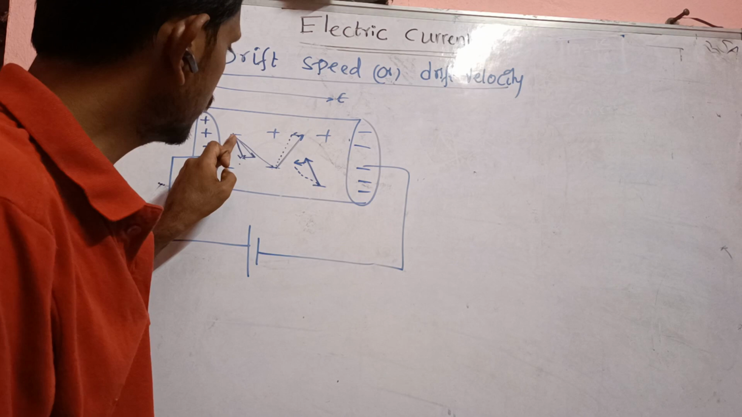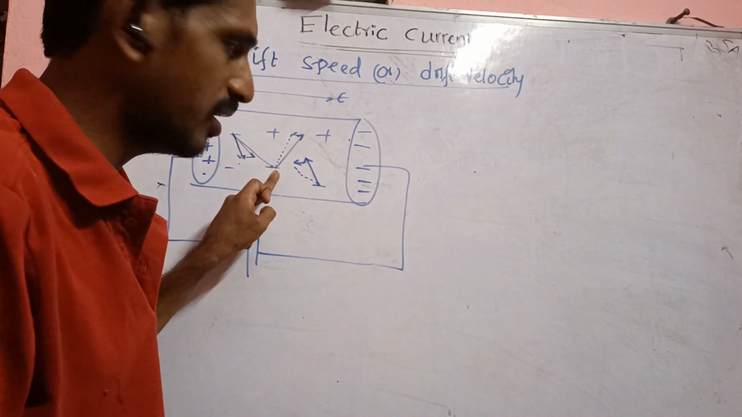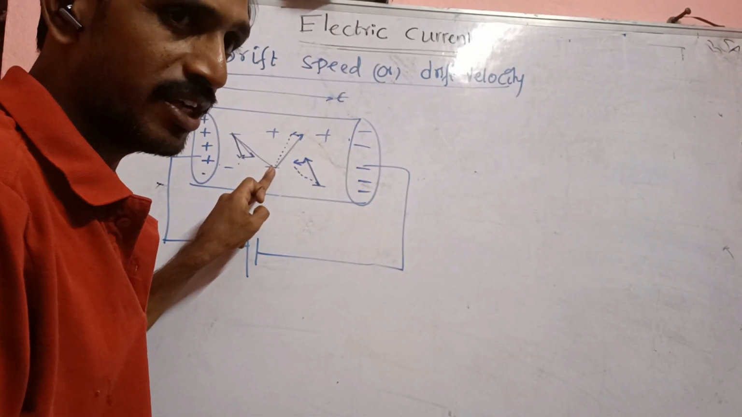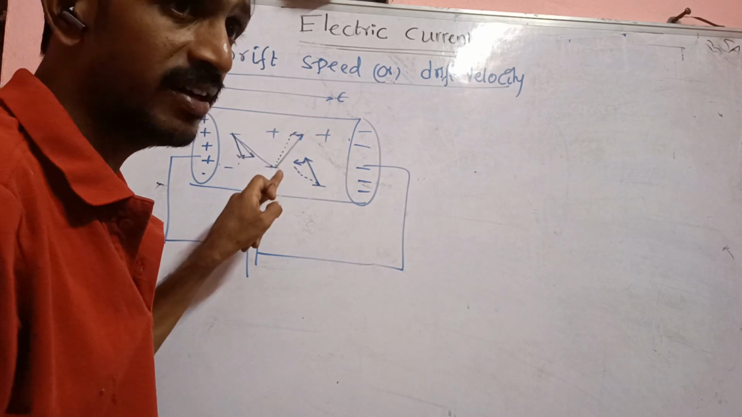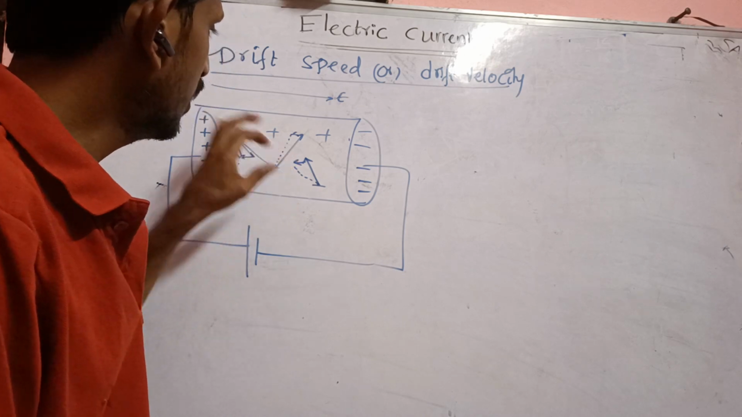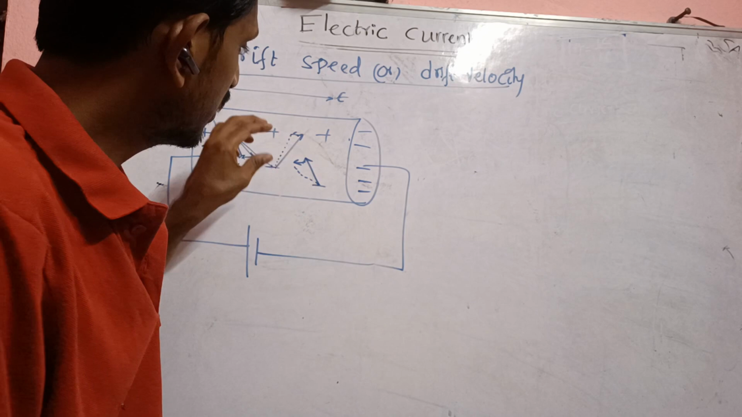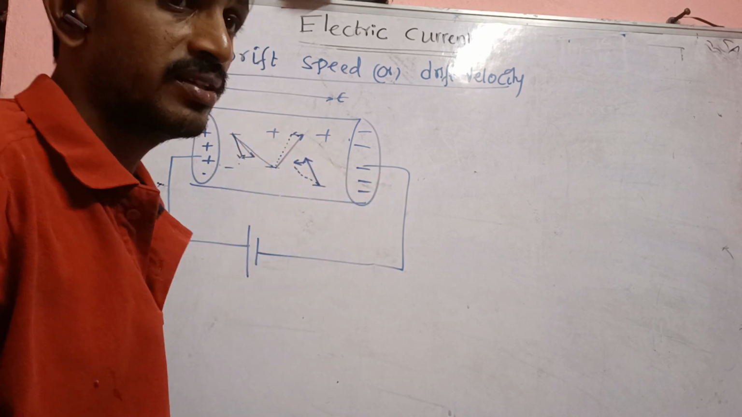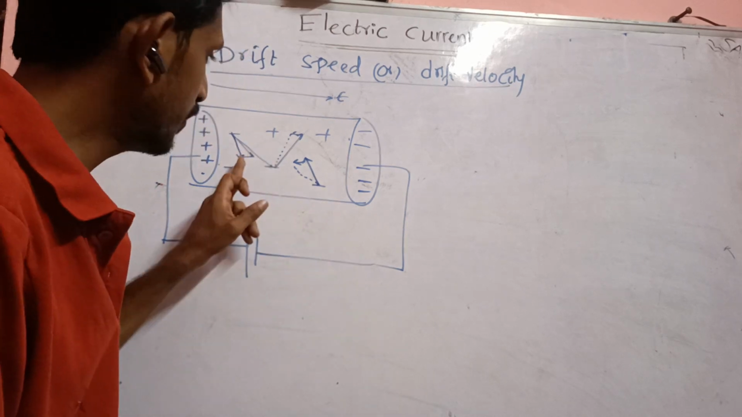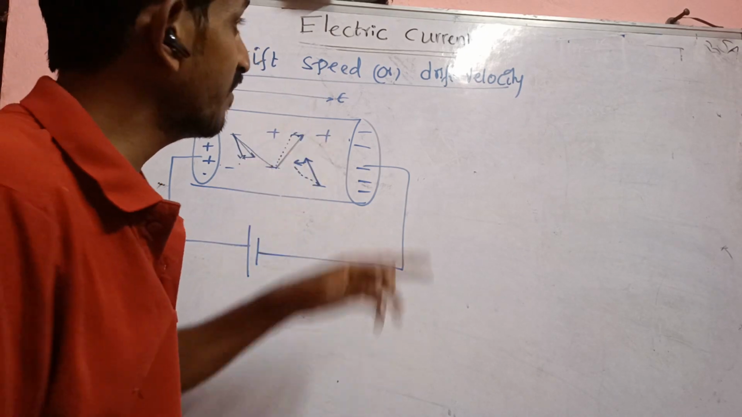Now this electron which collided with this electron, after colliding the speed is reduced, and because of the electric field, again it will gain speed, so again it will accelerate. Like this, the speed of the particular electron keeps changing. So we cannot say the speed is constant. So for drift speed, we need to calculate the average speed. That average speed is called the drift speed.